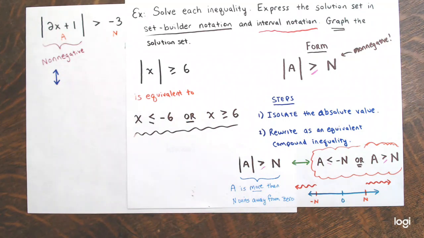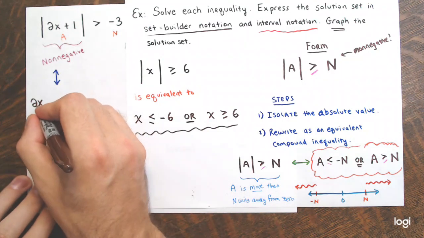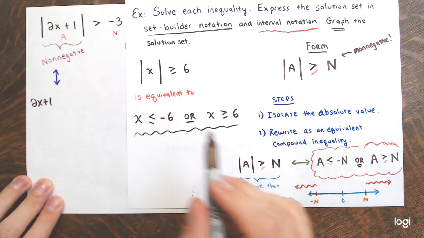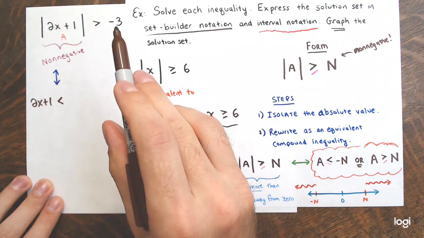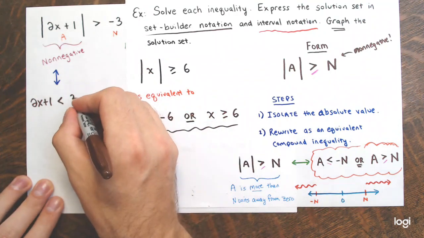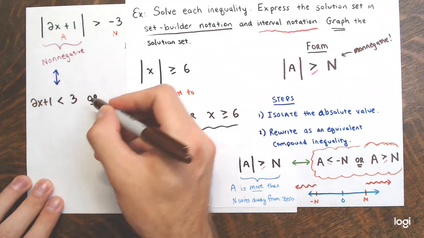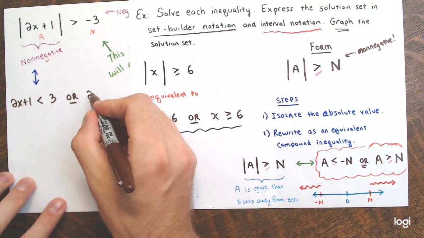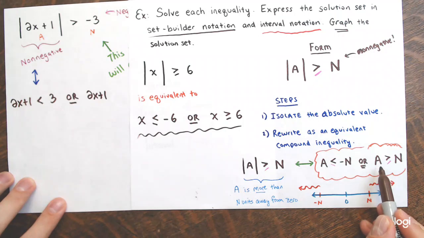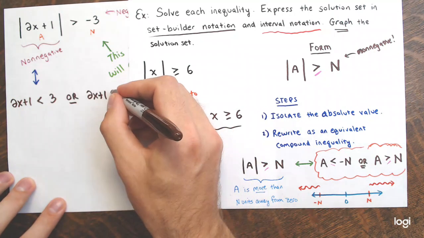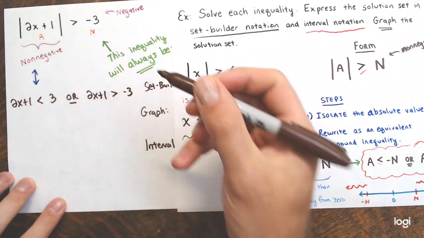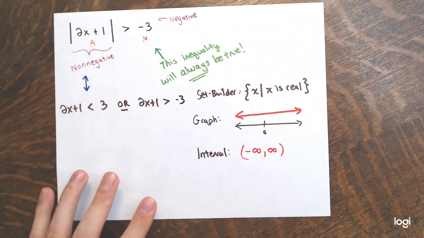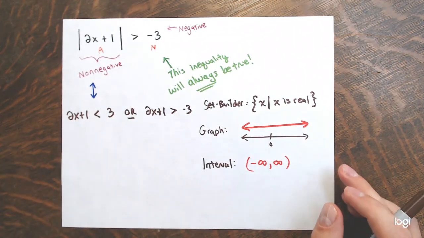We get the following. The first part of the inequality, I'd have 2x plus 1, the a, is less than the opposite of n, negative n. Well, if n is negative 3, then the opposite of n would be positive 3. Or, the other one would be 2x plus 1, the a again, is greater than, and then the n in this case is negative 3. And let's see what happens when I solve this compound inequality involving the word or, and we take a look at a graph.